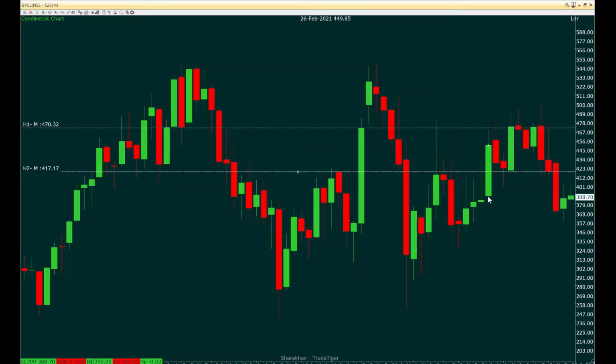Now if you look into the demand zone, we have a base here, which is a hammer. Then we have one, two, three candles here, which form a base kind of structure. And then we have the closing here.